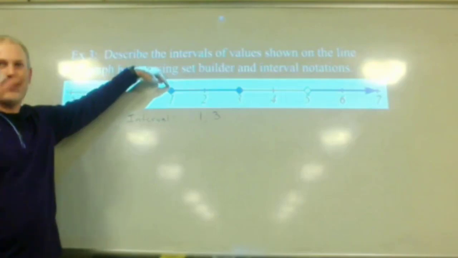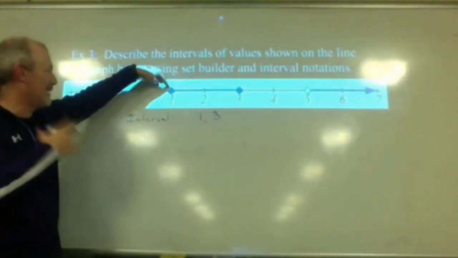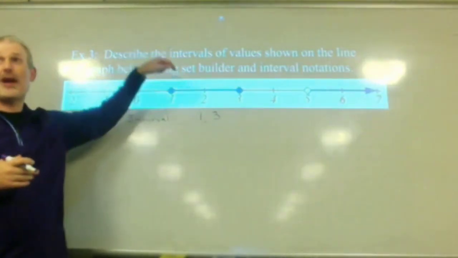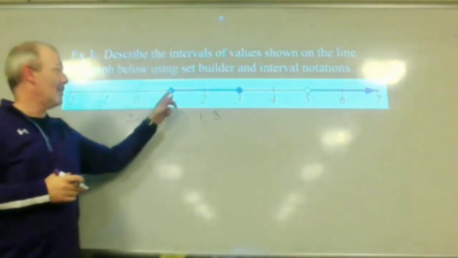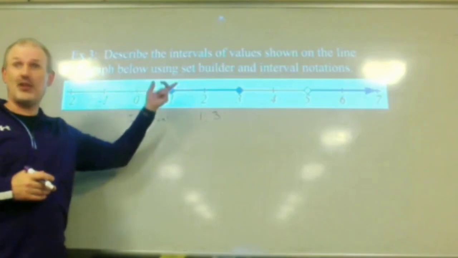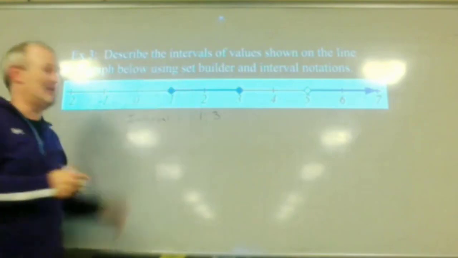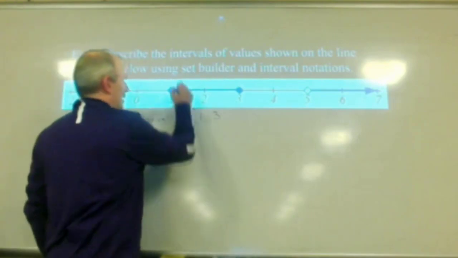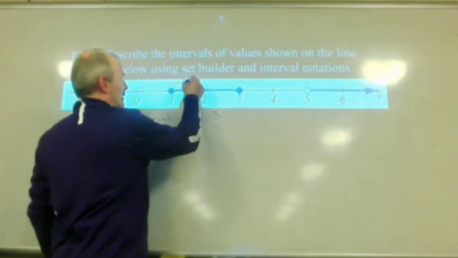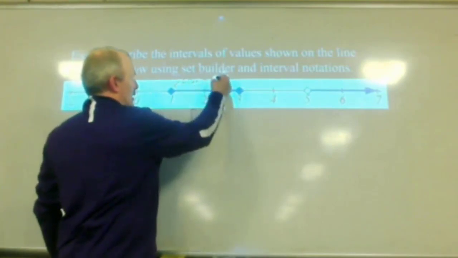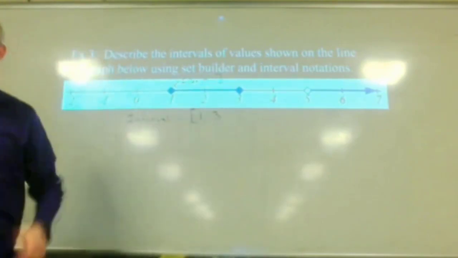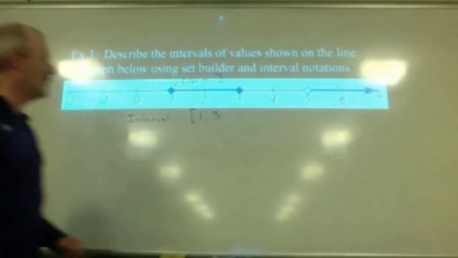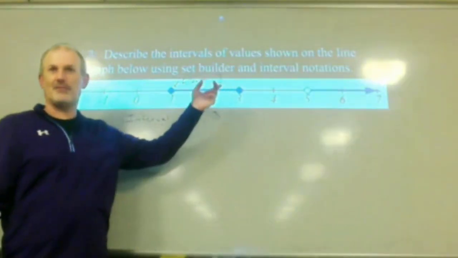This is a bracket, and the reason is because the filled in circle tells you that 1 is included. It's like an or equal to sign. So this is, again, because of the filled in circle, that's going to be a bracket, whichever way the bracket happens to go. It should go the other way on that one. But what's going to happen on the 3 also? Bracket.